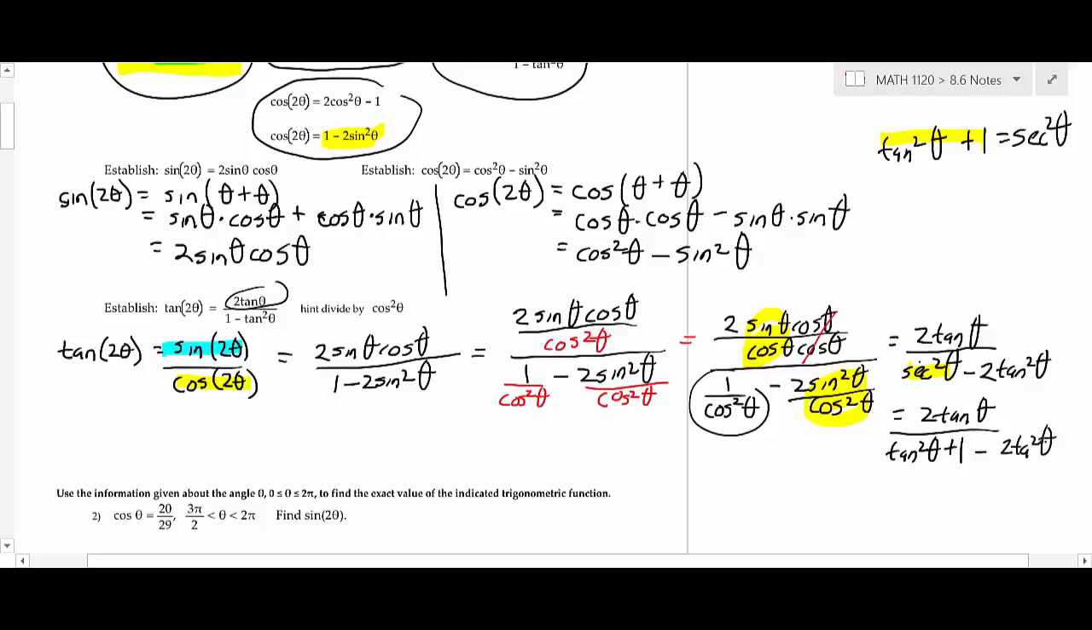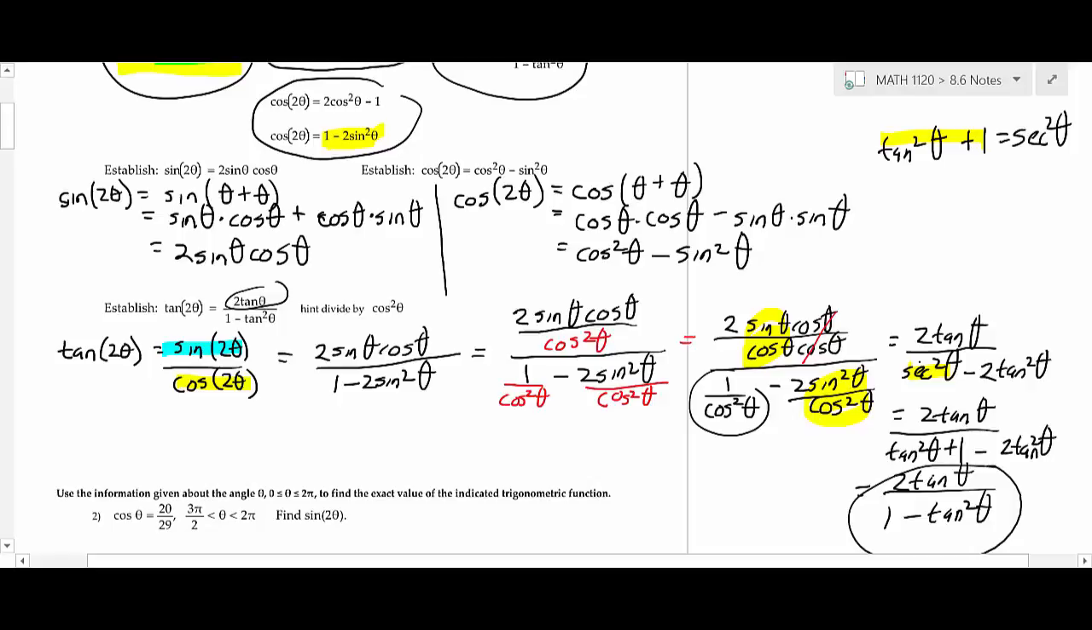and then I think I'm finally there. Okay, like that. This is a pretty tough one. So that would be 2 tangent theta. I have 1, and then tangent squared minus 2 tangent squared is minus tangent squared theta. Okay, like that one. Okay, so that's it. That's how that works.